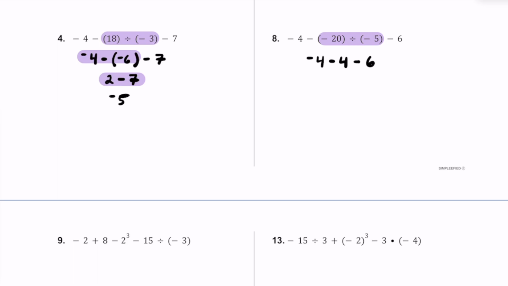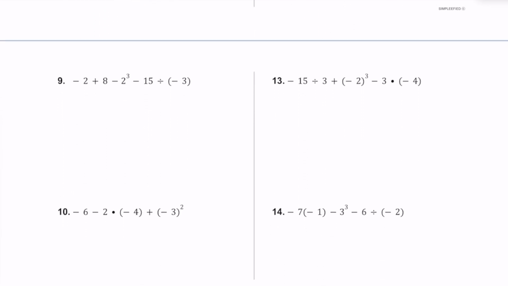Now, between these two subtraction problems, let's do the one on the left first. So we have -4 minus 4, which is just -4 plus -4, which is going to be -8. -8 minus 6, that's the same thing as negative 8 plus negative 6 as an addition problem, and that's going to be negative 14.